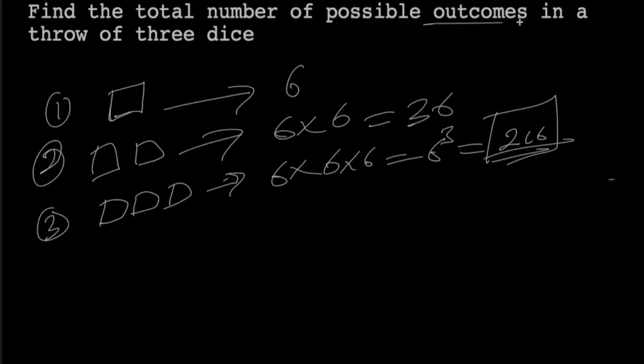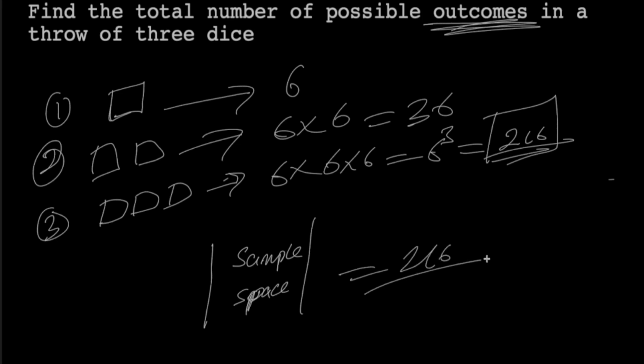Remember, we have done outcomes, right? We have done outcomes under the terms of probability. And we say what? It is the cardinality of what? Of all the possible what? Outcome, or the sample space, is equal to 2 and 6.